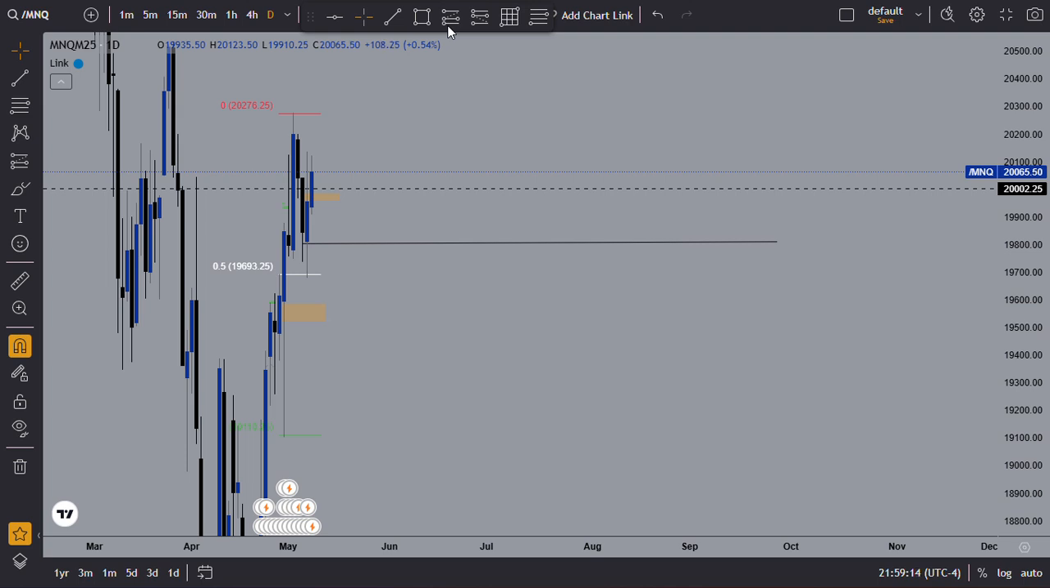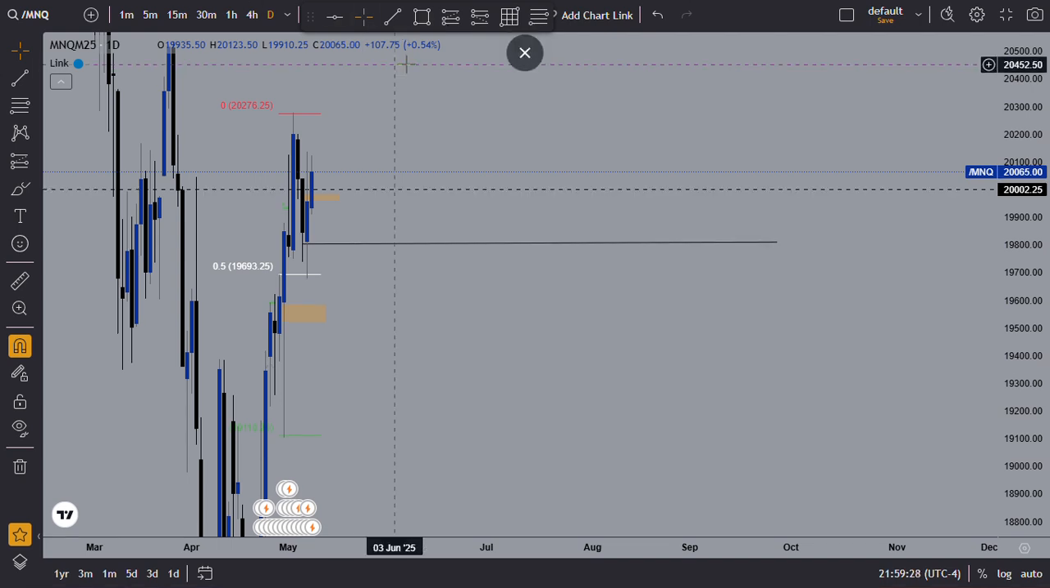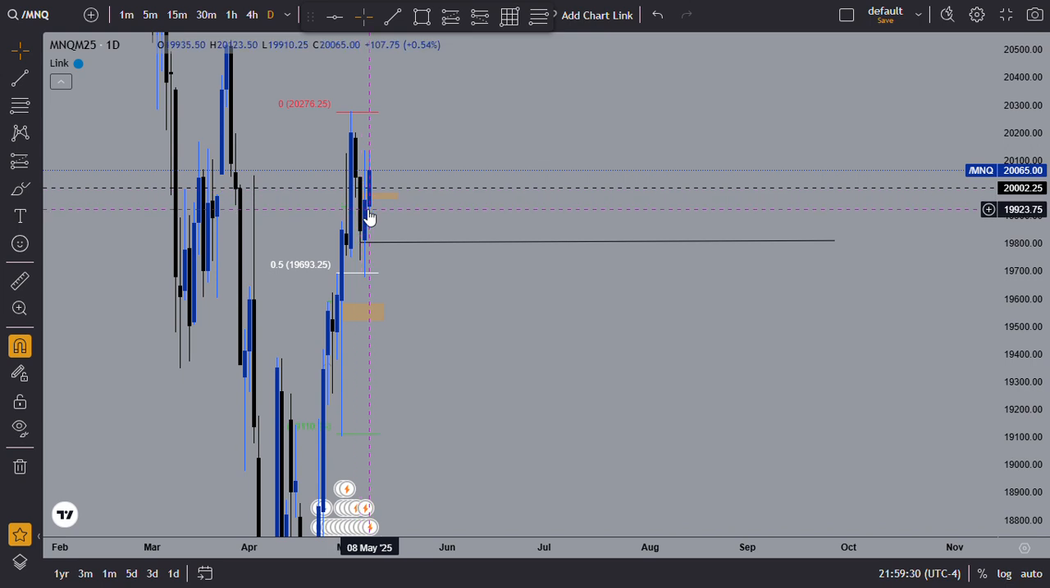Trade recap for May 7th of the micro E-mini NASDAQ. I'm just gonna start from top to bottom on how I got to my position and the reasoning behind it. So, starting off first with the daily candle for today's day, which was May 7th, right here.